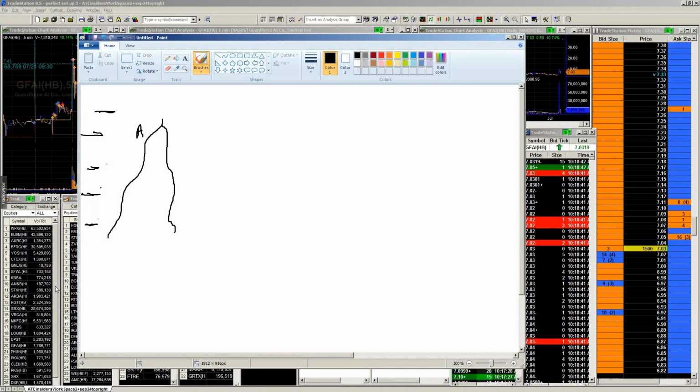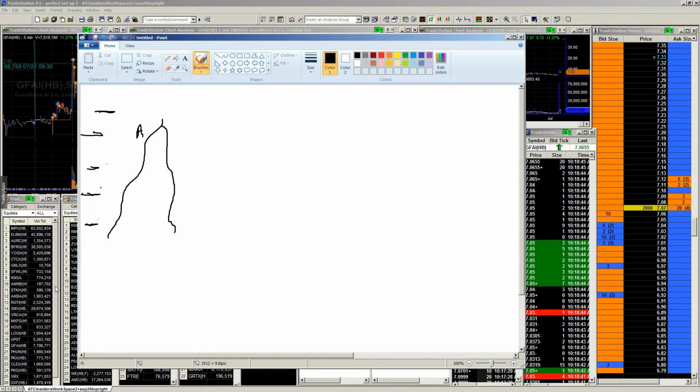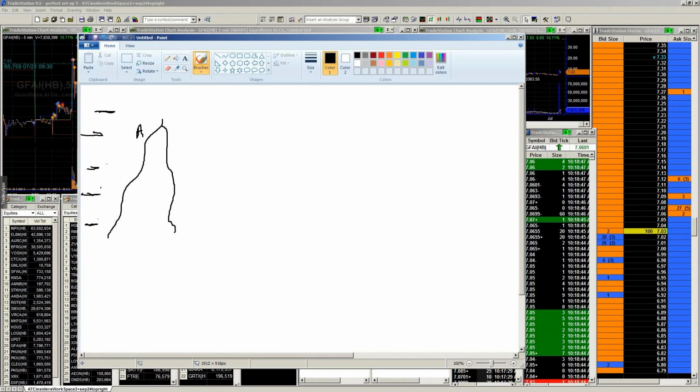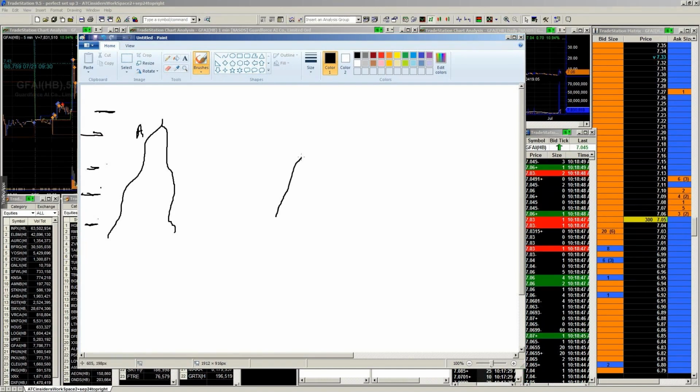Now, I'm going to ask you guys another question. Do I want the uptrend to look something like this? Or do I want it to look something like this?